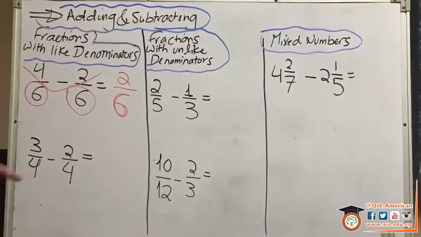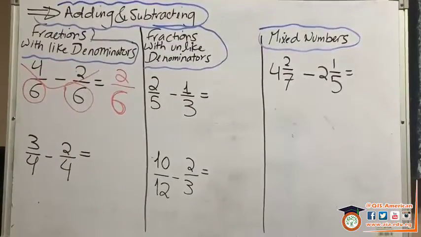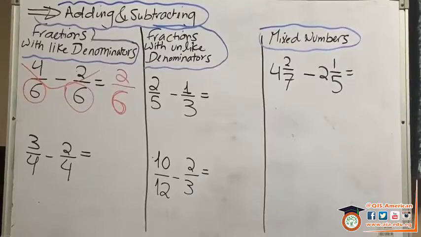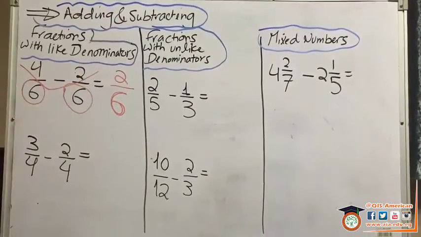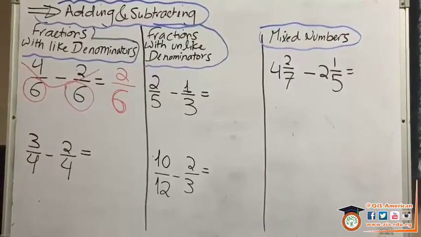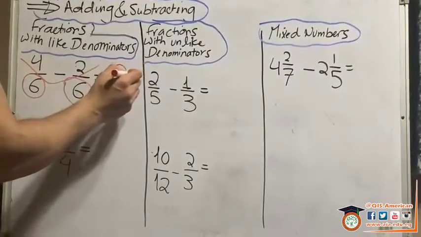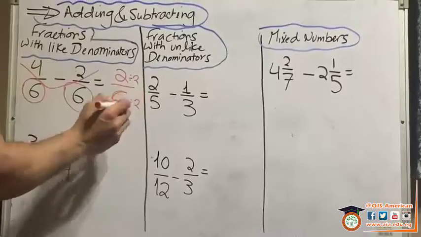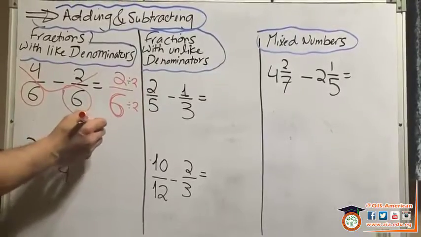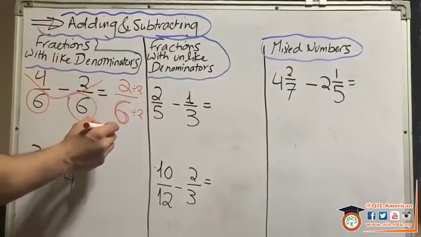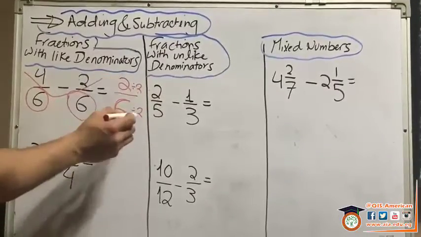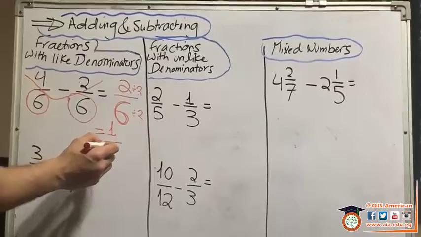Now ask yourself, is this the simplified version of the answer? 2 over 6? I'm going to have to check timetables. Which timetable do 2 and 6 share as products? It's timetable 2. That means I can divide by 2 up and below using the do-do rule to get the final answer. What number, if multiplied by 2, gives me a 2? It's 1. What number, if multiplied by 2, gives me a 6? It's 3.